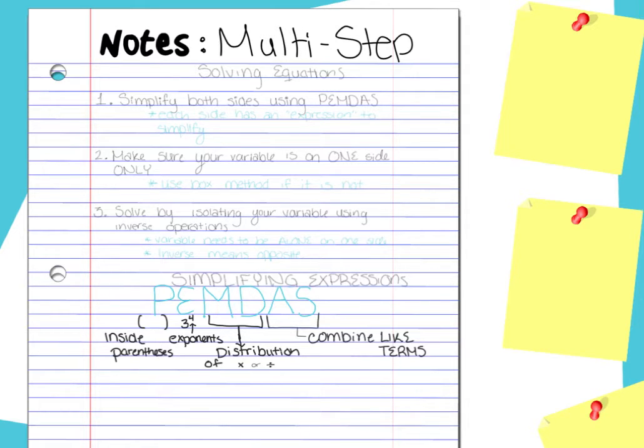So isolating your variable means getting it all by itself. Inverse operations means using the opposite operation. So again, if it's multiplying, you divide. And then to simplify, usually what you do is PEMDAS.